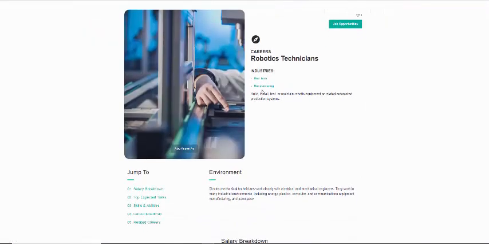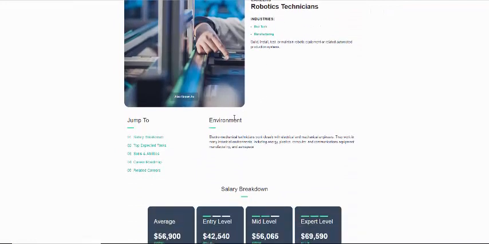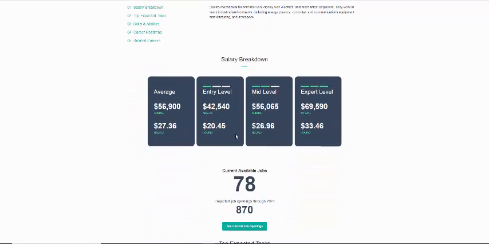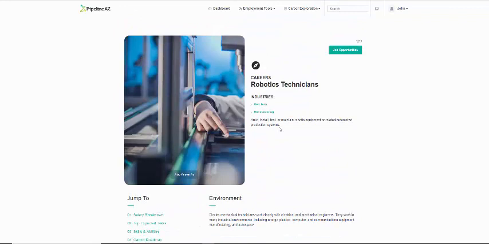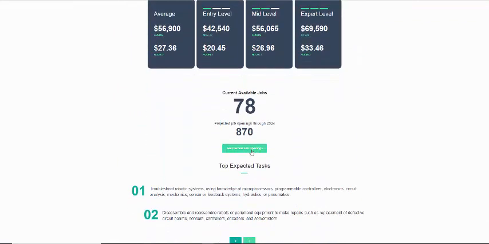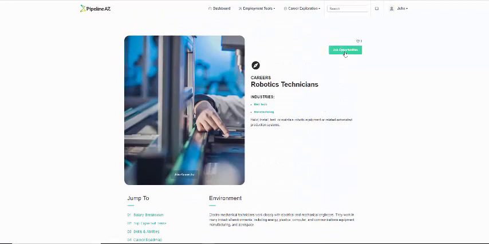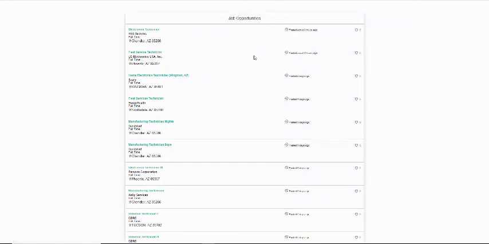It tells us about it, tells us about the environment. Salary breakdown, current jobs available, and then you can look at jobs by clicking either job opportunities here or see current job openings here. Let's take a look. So here are the job listings. These are current job listings in Arizona.